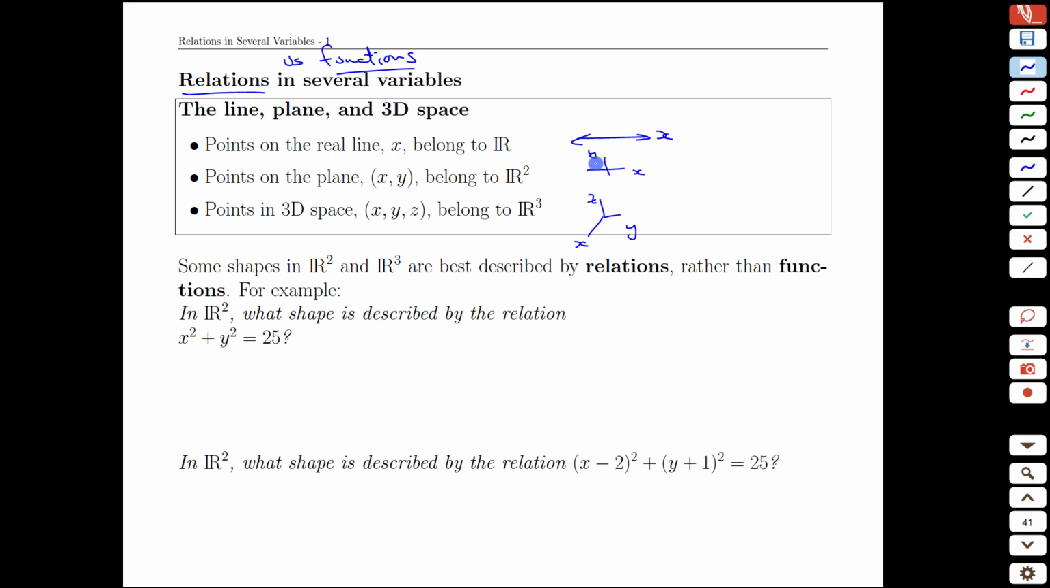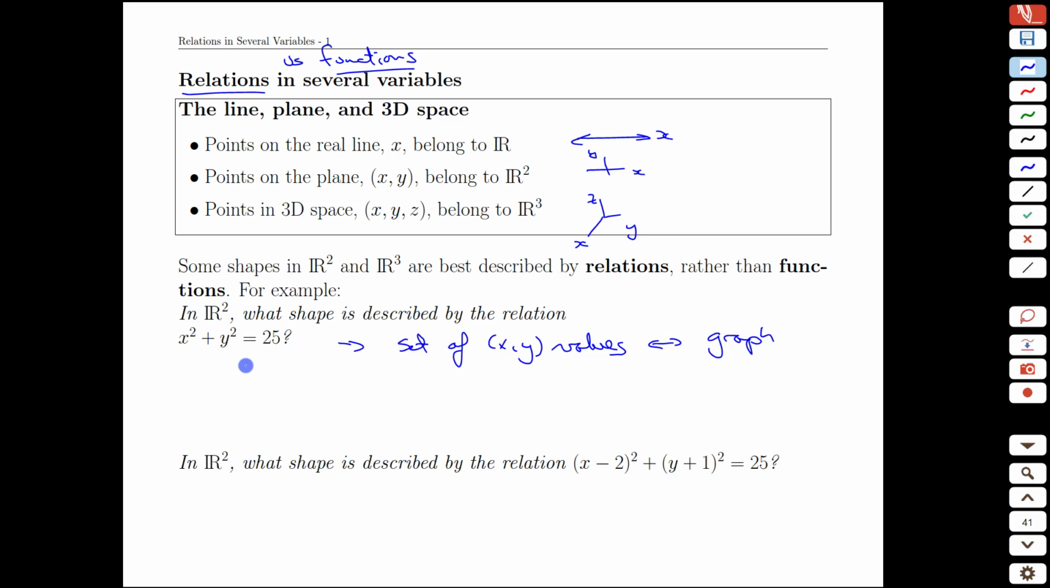Now, some of the shapes that we see in R2 and R3, 2 dimensions or 3 dimensions, are best described by relationships. For example, if we're in 2 dimensions, just the X and Y axes, and we're confronted with the equation x squared plus y squared equals 25, first of all, that defines a set of xy values. And that's essentially equivalent to a graph.